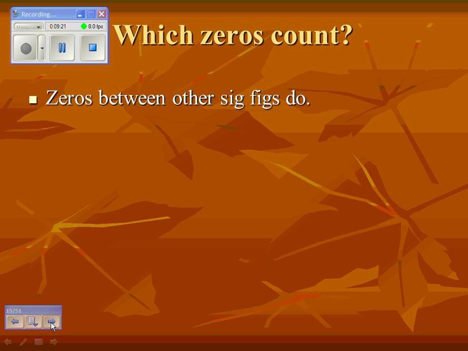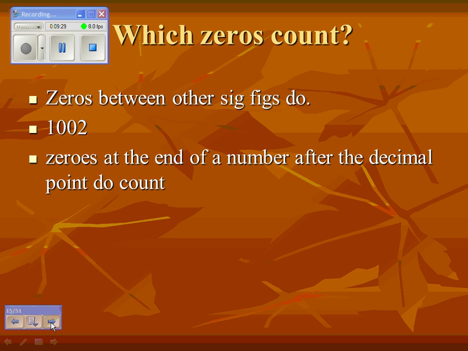The ones that do count: here I have 2 zeros that are between non-zero digits. Both of these count. If it's at the end of a number and there is a decimal point in it, then those are going to count. So here, this number, 45.8300, has 6 significant figures.